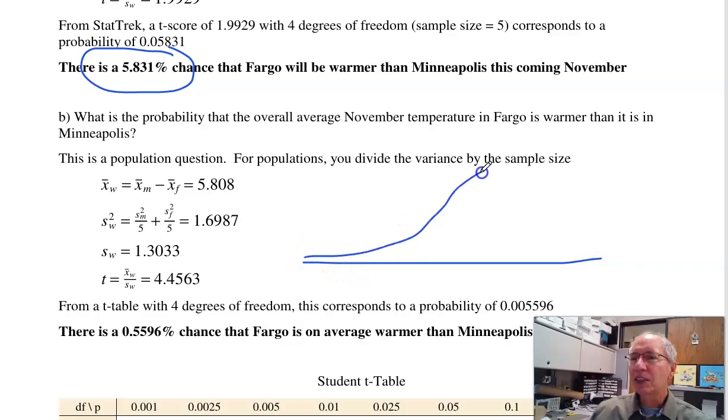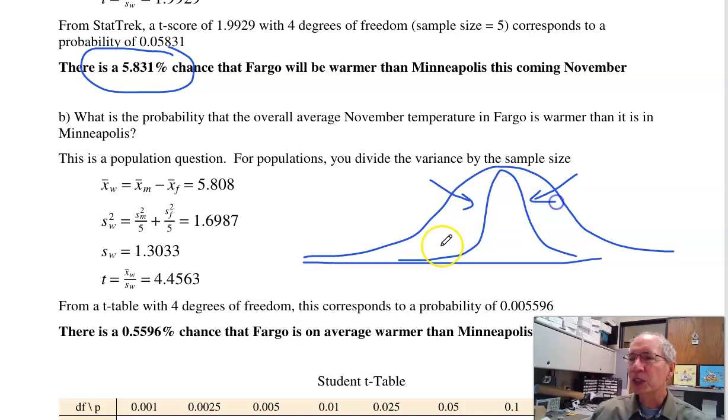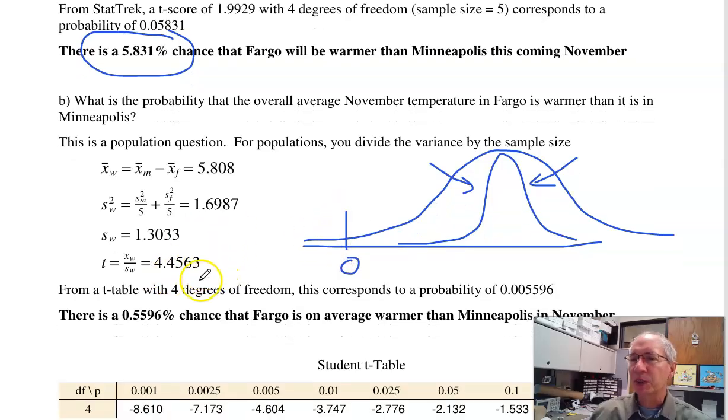So what that does is, this is an individual. For populations, I know more about populations than individuals. The variance shrinks down by n. The variance drops by n. Standard deviation drops by the square root of n. So now 0 is 4.45 standard deviations away.